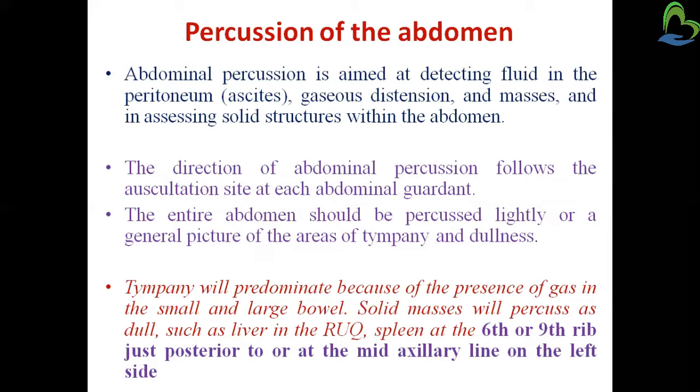So the direction of abdominal percussion follows the auscultation site at each abdominal quadrant. The entire abdomen should be percussed lightly for a general picture of the areas of tympany and dullness. Tympany will predominate because of the presence of gas in the small and large bowel. Solid masses will percuss as dull, such as the liver in the right upper quadrant, and the spleen at the sixth to ninth rib, just posterior to or at the mid axillary line on the left side. So whenever you are going to assess, you have to know in which quadrant which organs are placed.